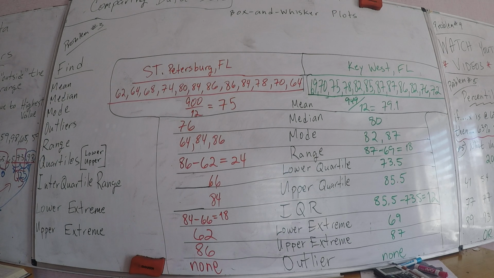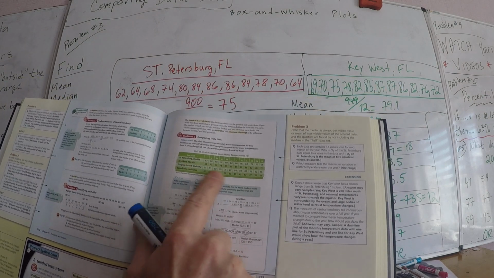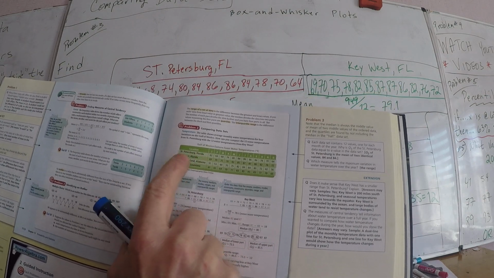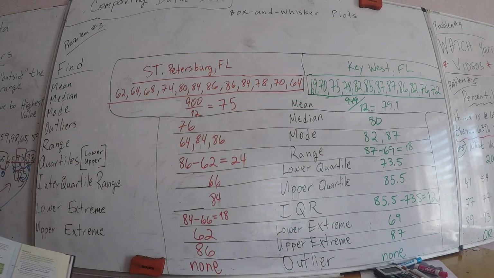So, problem 3, comparing data sets. Temperature. The table shows, the green table below on 713, right? We're looking at this table here, St. Petersburg and Key West. I put St. Petersburg and Key West there. So the problem says, the table shows average monthly water temperatures for 4 locations on the Gulf of Mexico.